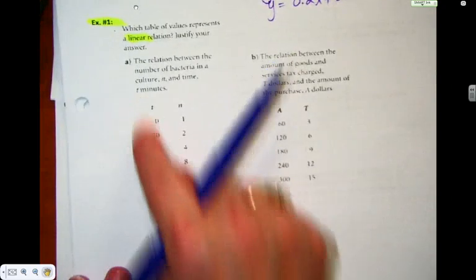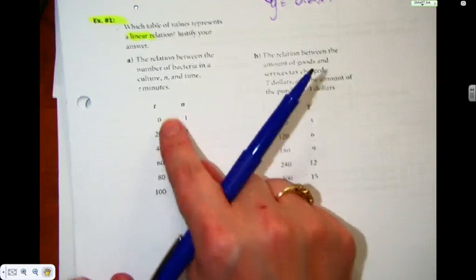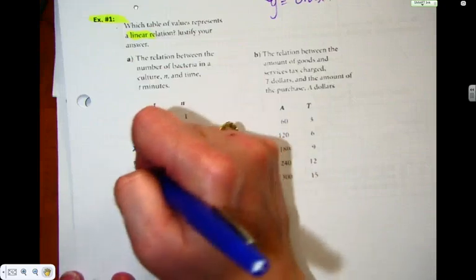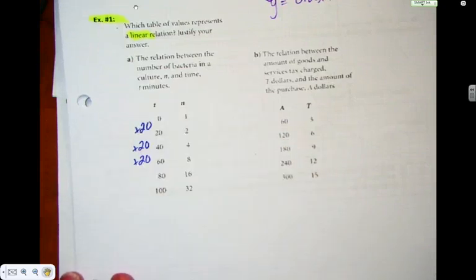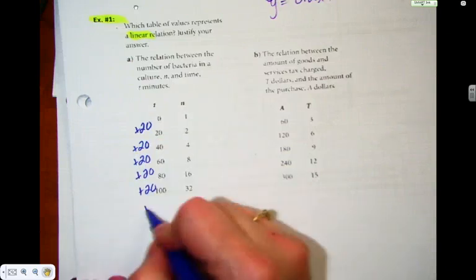So what we're going to do is look at the first column on the table. What are we jumping by every single line? So 0 to 20 is plus 20. 20 to 40, plus 20. This is good so far. 40 to 60, 60 to 80, and 80 to 100. Constant change for the first variable.